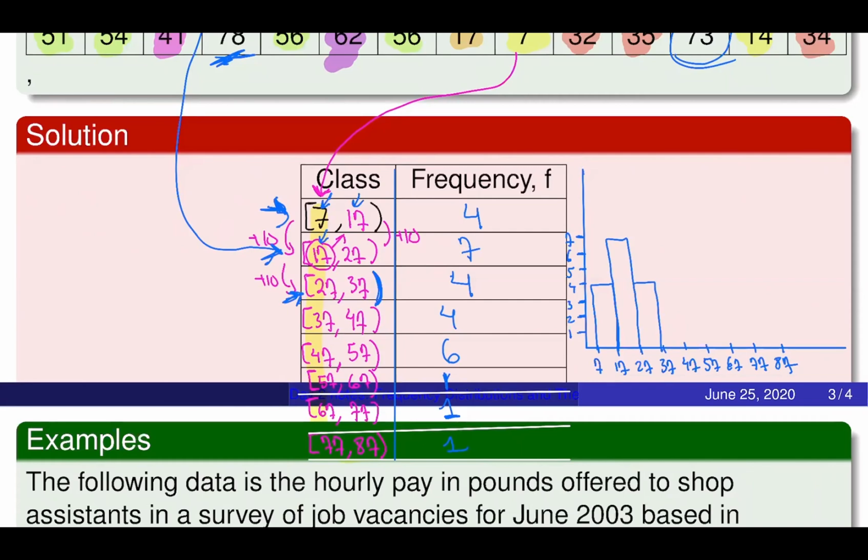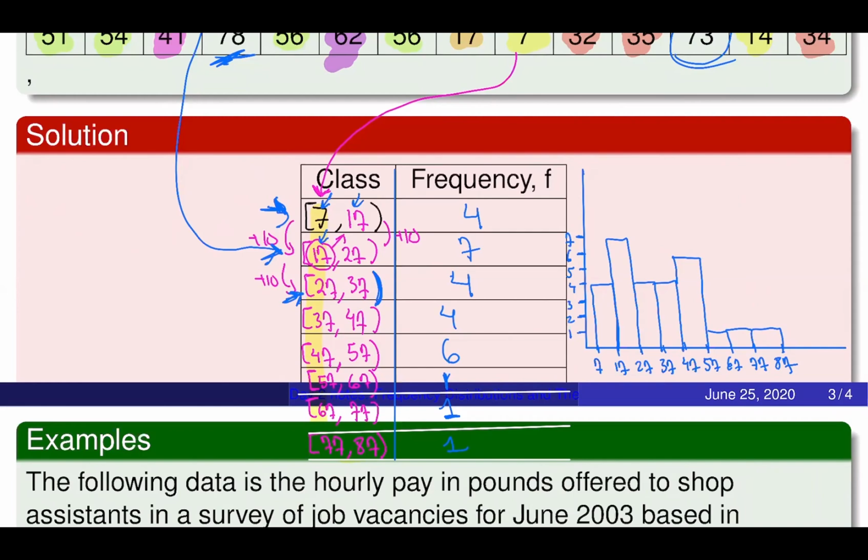Then from 37 to 47 is 4 again. So we'll do this. Then from 47 to 57 is 6. So that will be over here. Then 57 to 67 is 1. Then 67 to 77 is 1 again. And then 77 to 87 is 1 again. All right. And that's it.